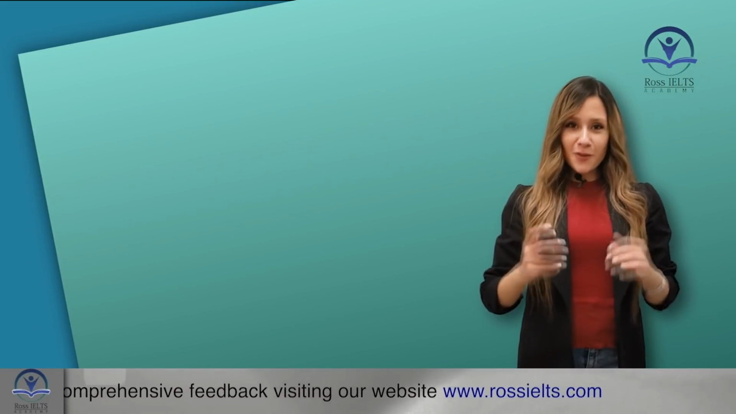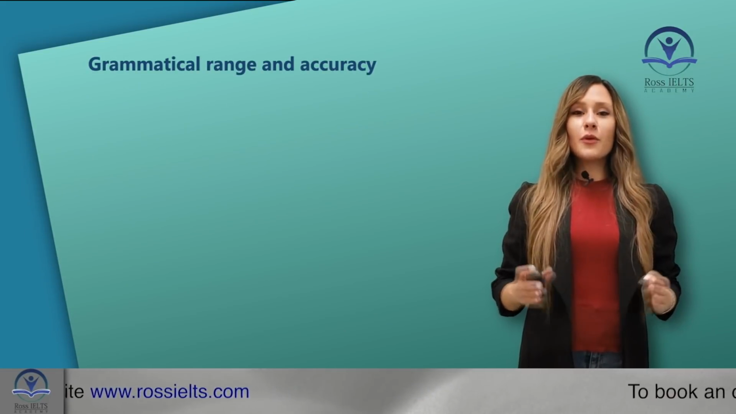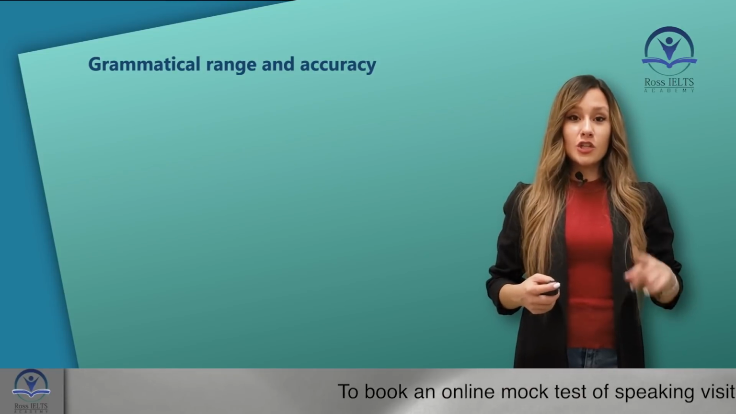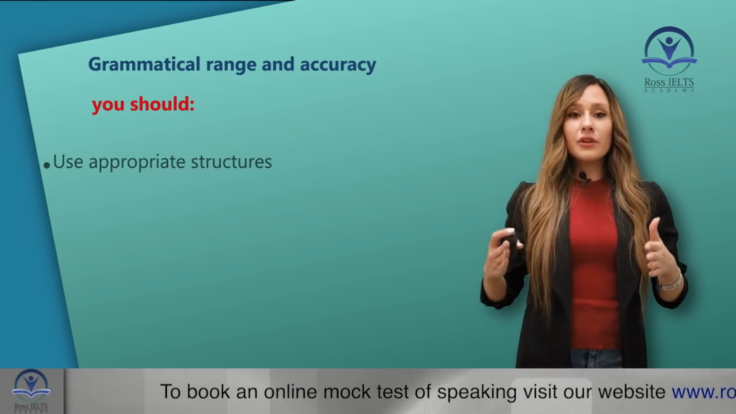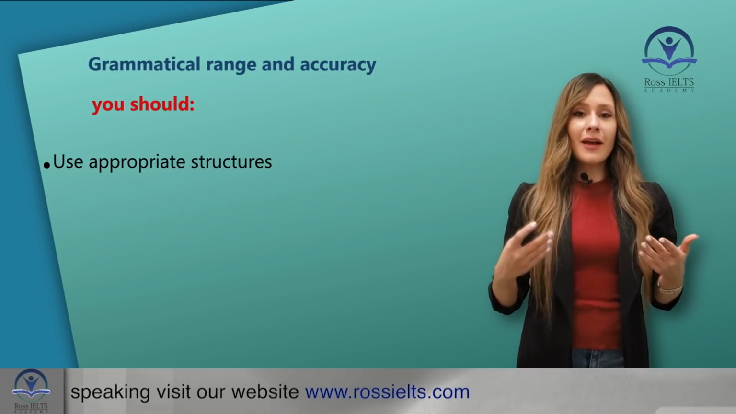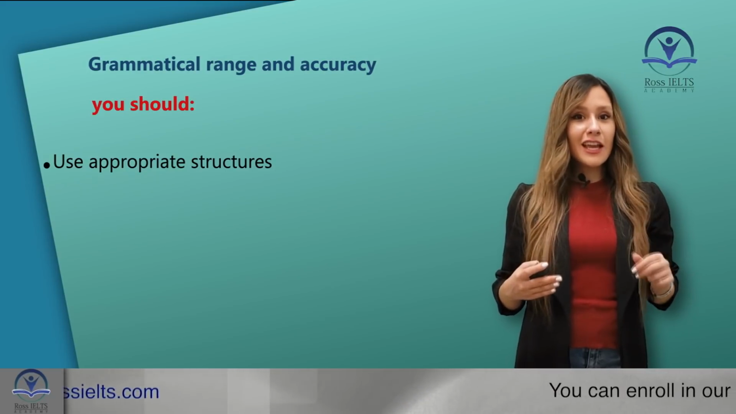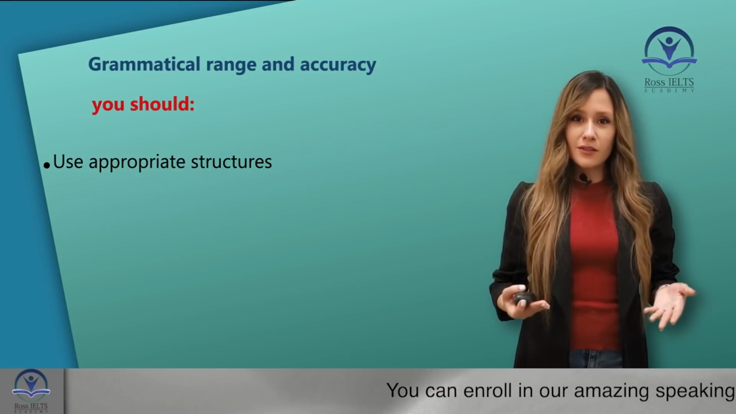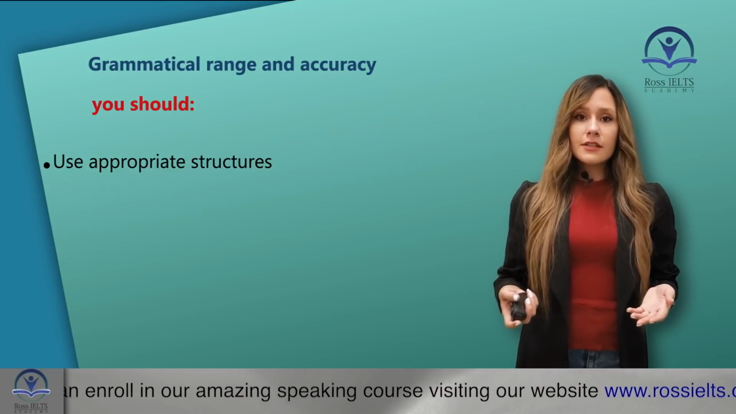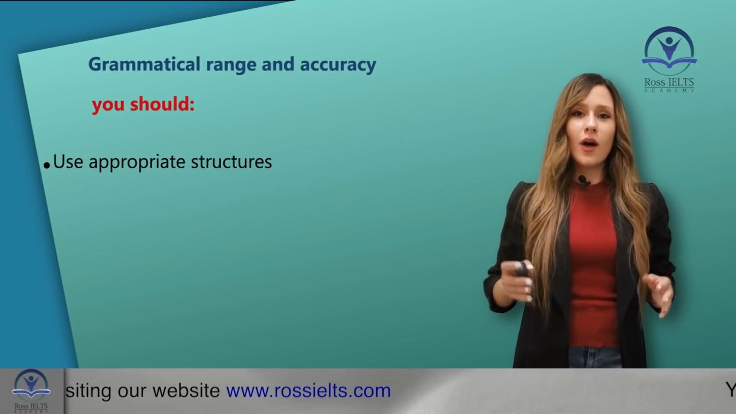And finally, the last criteria, your grammatical range and accuracy. This criteria refers to the range of structures, tenses, and the proper punctuation marks you use. So, you should use appropriate structures. What matters is, first of all, to use the correct grammatical structures, only the ones you are sure about. Secondly, you need to apply some complex ones other than the simple structures. By complex structure, I mean relative clauses, subordinate clauses, compound sentences, conditional sentences, and so on.